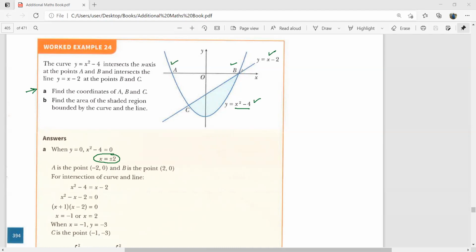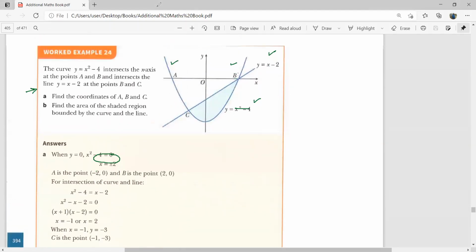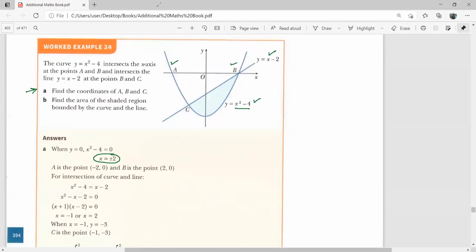The point B is already with us. We only need to find out the coordinates of point C. Anyhow, when you solve this simultaneously, you get the point C as -1 comma -3. So let me write it down here. The point C is -1 comma -3. Now we have to find this area over here. Okay? You have to see that precisely.